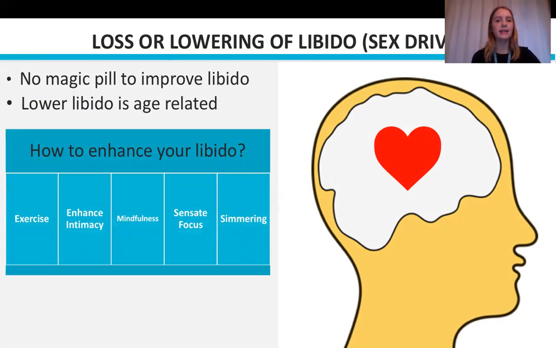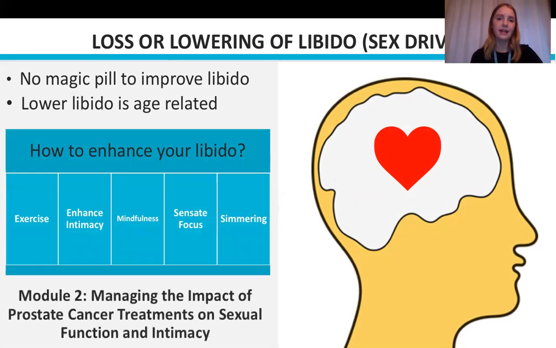Sensate focus and simmering are activities you can engage in to enhance your sexual desire and intimacy. And if you're suffering from a lowered libido and feel that it's affecting your sexual health or intimacy with your partner, I encourage you to enroll in our second module, which is managing the impact of prostate cancer treatments on sexual function and intimacy. Our program also offers one-on-one appointments with a sexual health clinician like myself, where you can discuss strategies for enhancing libido.